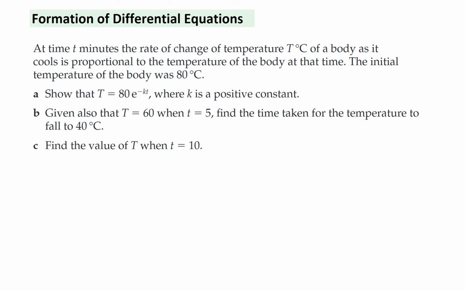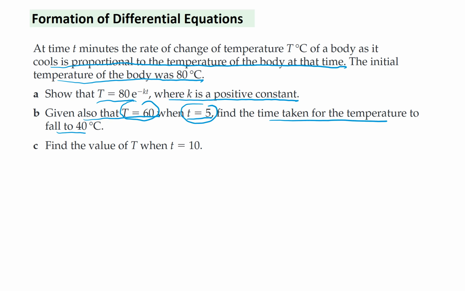At time t minutes, the rate of change of temperature T degrees centigrade of a body as it cools is proportional to the temperature of the body at the time. The initial temperature of the body was 80 degrees centigrade. So first we need to show that T equals 80 times e to the power minus kt, where k is a positive constant. Then, given also that T is 60 when t is 5, find the time taken for the temperature to fall to 40 degrees.